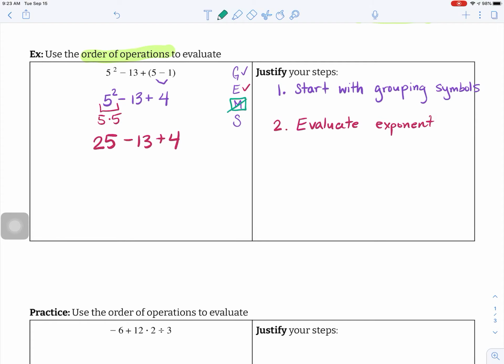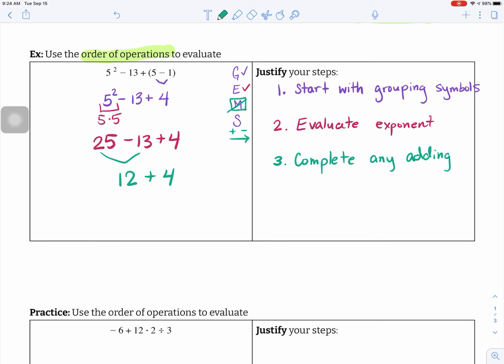The last step on this one, we need to be really, really careful because that would be our adding and our subtracting going from left to right. So whatever comes first, I have to do first. And this is where justifying, we're going to want to really be explicit in our explanation. So 25 minus 13 is going to give us 12. And I would say complete any adding or subtracting from left to right.